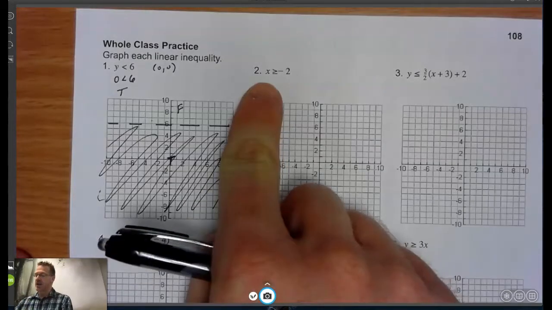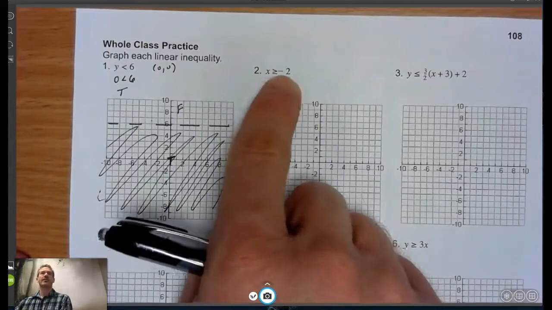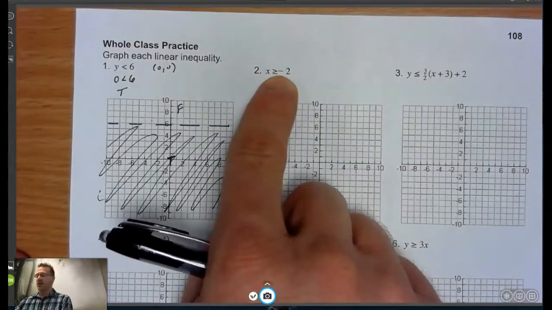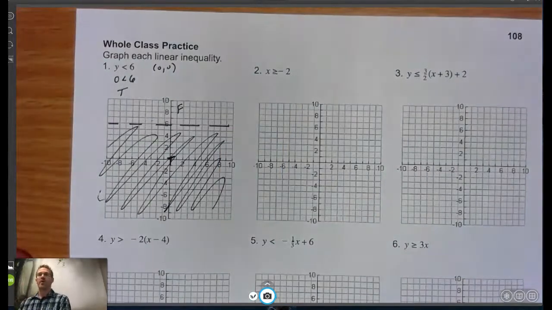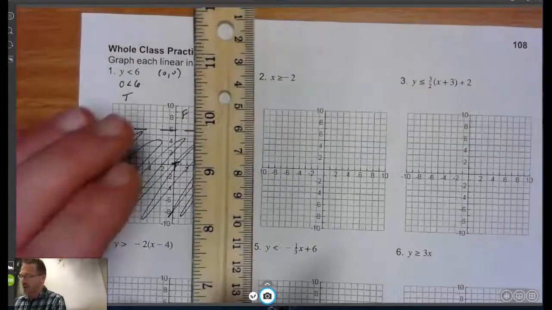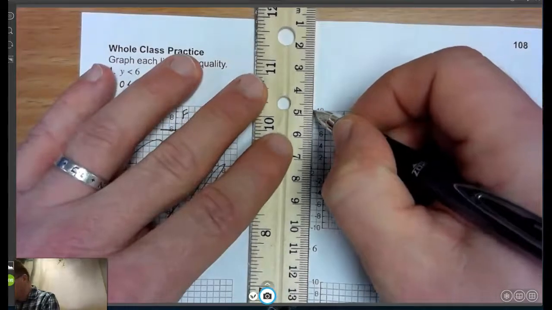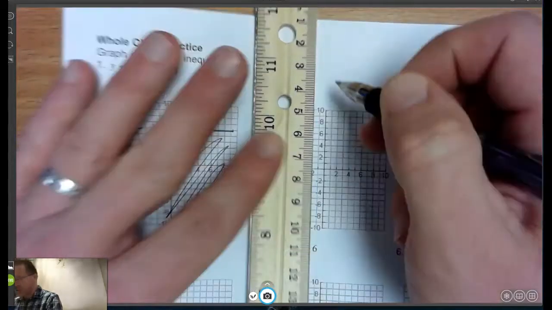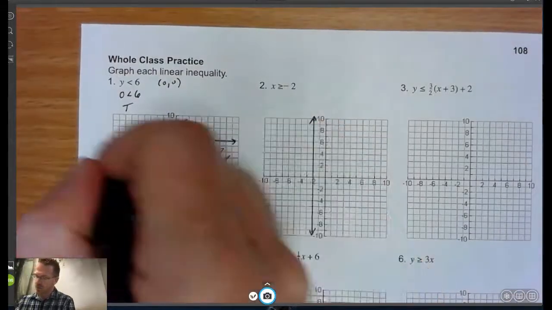So x is greater than or equal to negative 2. The first thing is, this is a vertical line. Now, the next thing I know is it's going to be a solid vertical line because I have the bar. That means we get to include the points on that vertical line. So now I'm going to draw in my vertical line at x equals negative 2. It is going to be a solid vertical line there. Put my arrows on that one.